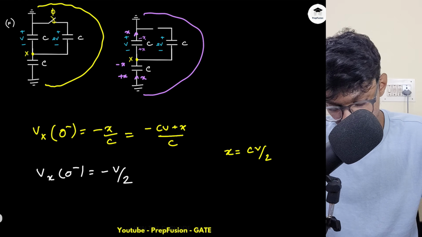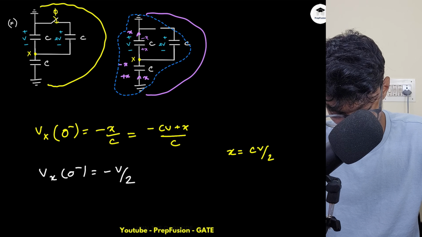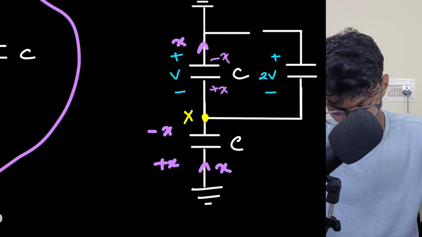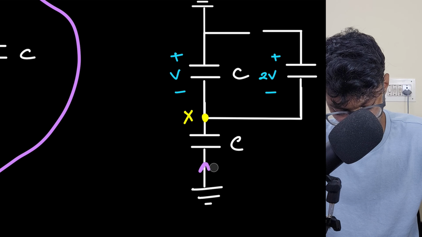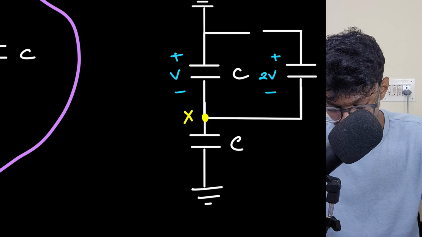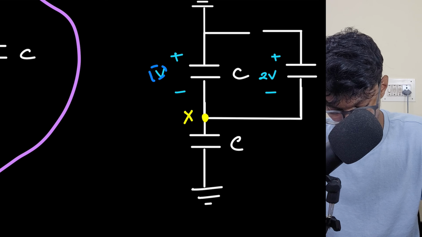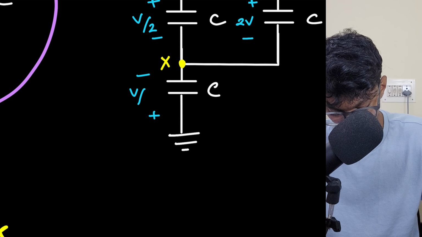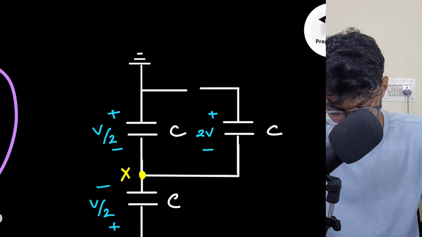Now after t greater than 0, how can I draw the circuit? So everything will change after t greater than 0. So again I will not mark out the old charges now, I will mark out the new charges. New charge transfer will happen, right? So this potential will actually become V by 2. And this potential also becomes V by 2, right? So with respect to X, now my potential is minus V by 2 and these points are actually connected.